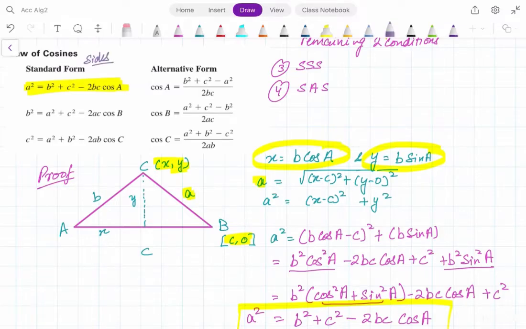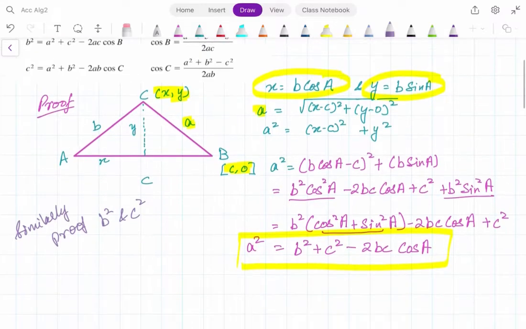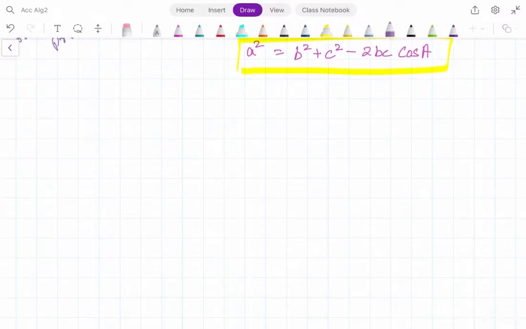How I memorize these is that if I have to find a squared, there is no side a involved in the equation, only angle A will be involved. Similarly, you can prove it for b squared and c squared, but remember the standard form and the alternate form. The alternate form is used for angles. Let's take one example.